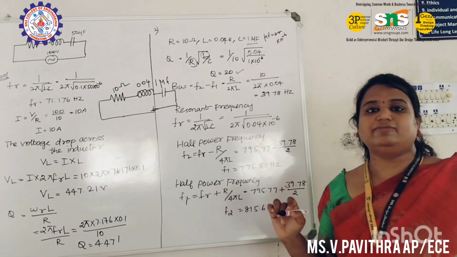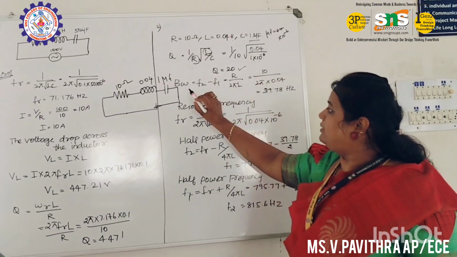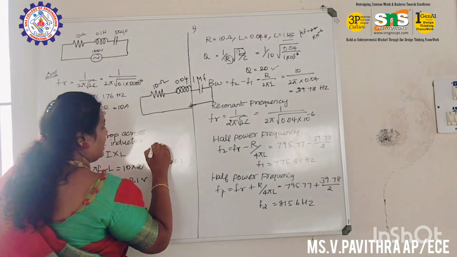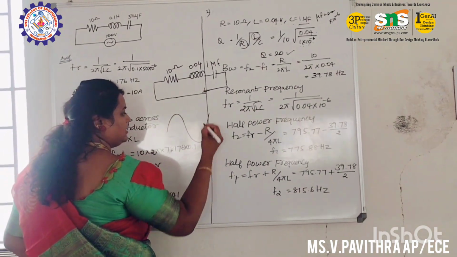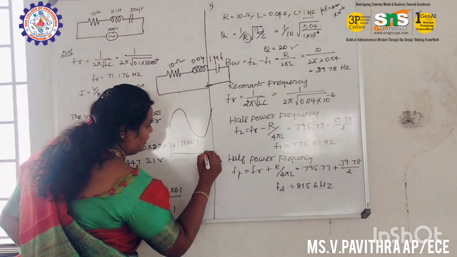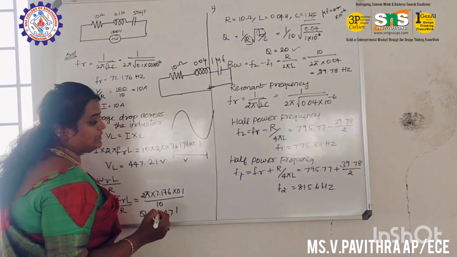So this is the first thing we have derived here. Next one is bandwidth. So you know what bandwidth is. Bandwidth is nothing but, see, if I have a sinusoidal waveform like this, what is the meaning of bandwidth? From here to here, what is the value? That is called the bandwidth.